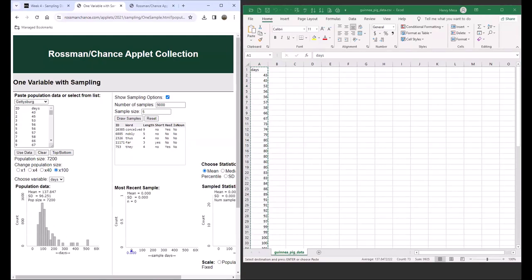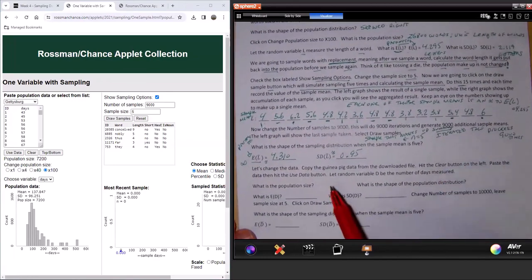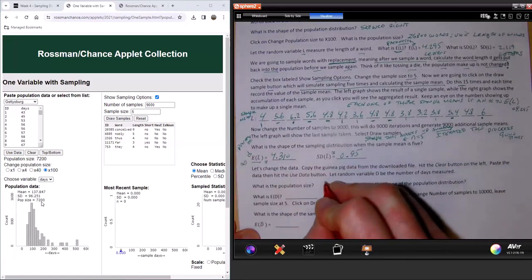So, one second, now that I have this, I no longer need the Excel file. So now that I'm back here, let's answer some of these questions. What is population size? I have my population size is 7,200 days.